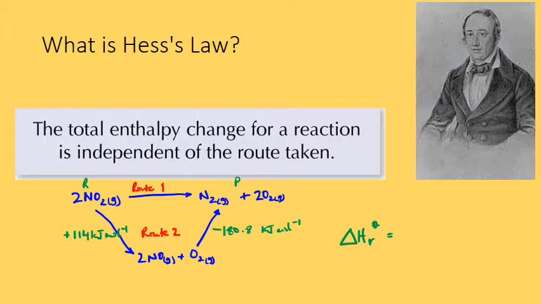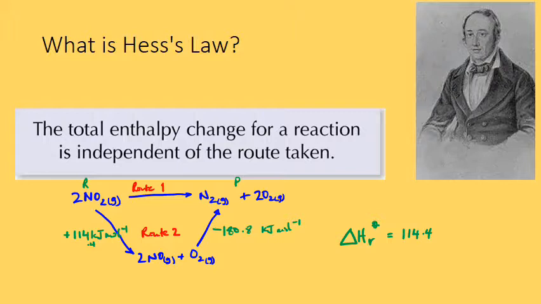We can say that that is following the arrows along. So we add the individual enthalpy changes of route 2. We add them in the direction of the arrows. So we start with 114. That should have been 114.4 to be honest. So 114.4 for the first step of route 2.